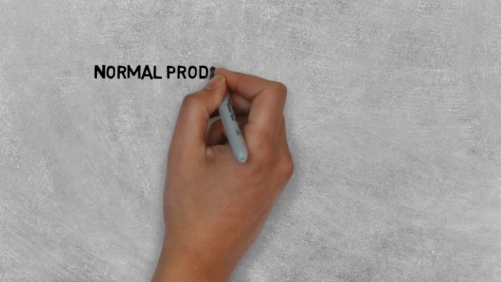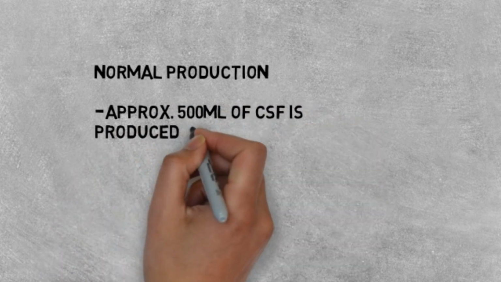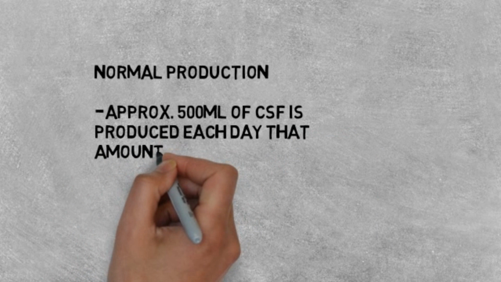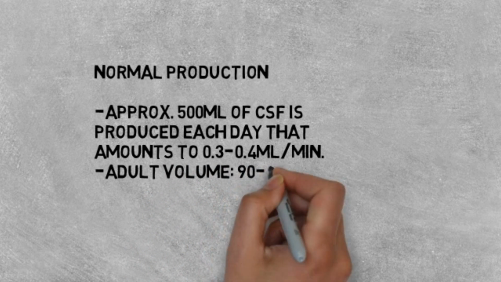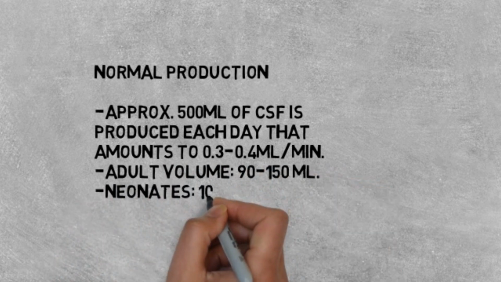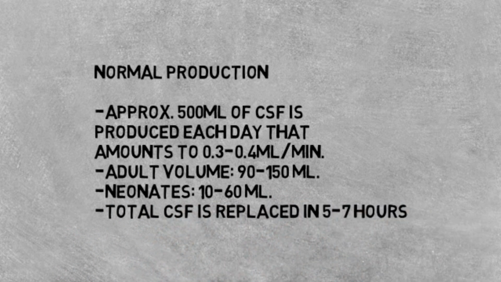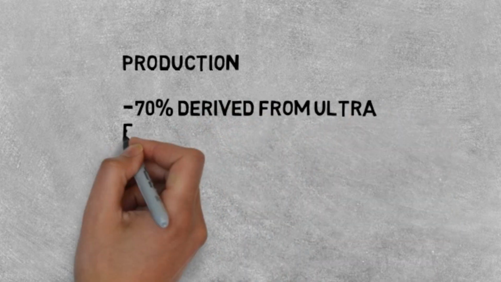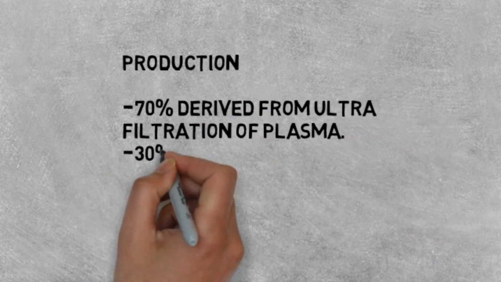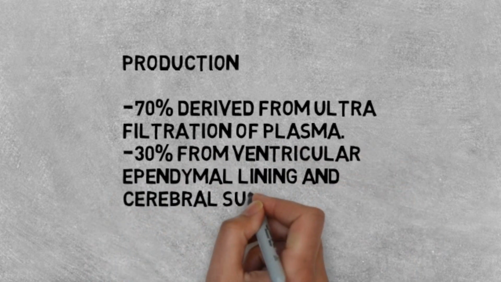Production: approximately 500 ml of CSF is produced each day, that amounts to 0.3 to 0.4 ml per minute. Adult volume 90 to 150 ml. Neonates 10 to 60 ml. Total CSF is replaced in 5 to 7 hours. 70% derived from ultrafiltration of plasma, 30% from ventricular ependymal lining and cerebral subarachnoid space.